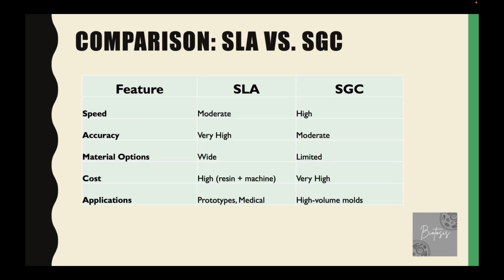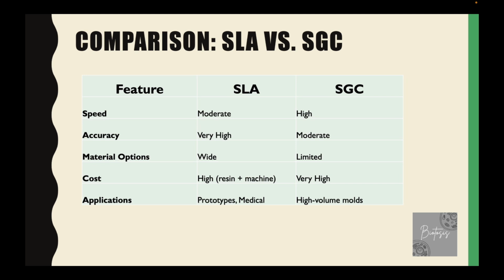Now we'll do a comparison between the two, first of all speed. Obviously, we had talked about that SGC is high in speed. Accuracy is more with SLA. Material options are wide with SLA again, and cost is very high with SGC because comparatively larger machines are there. And yes, SLA is also comparatively high. And applications are prototypes and medical for SLA, and SGC is more towards high volume mold creation.